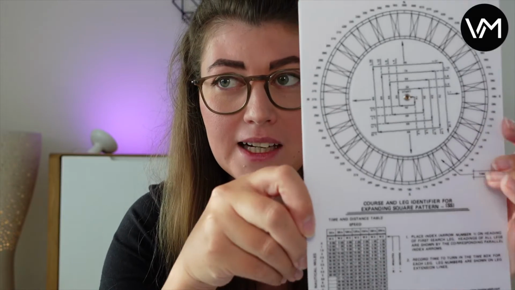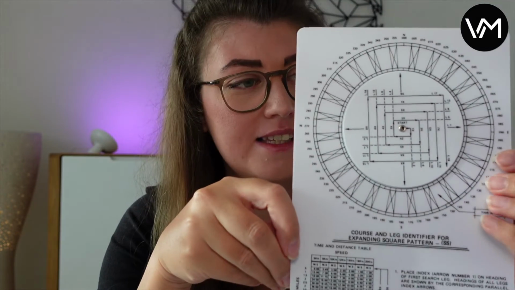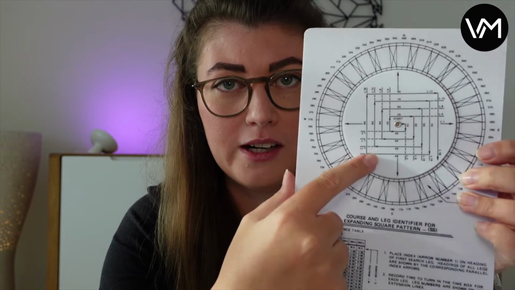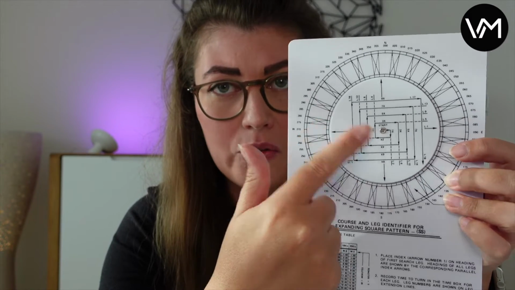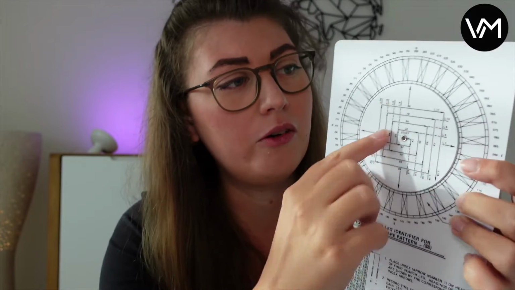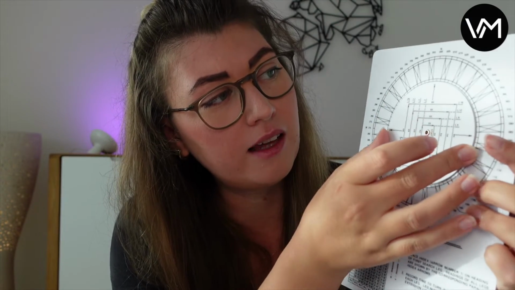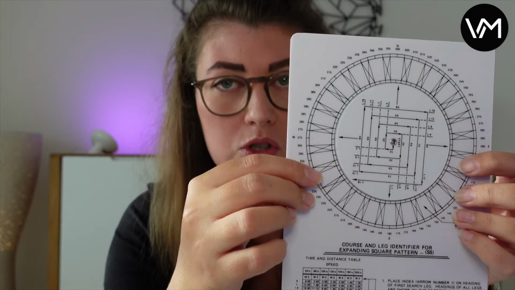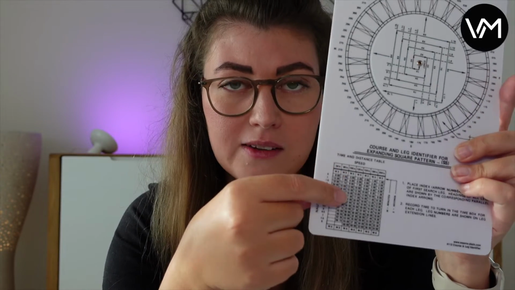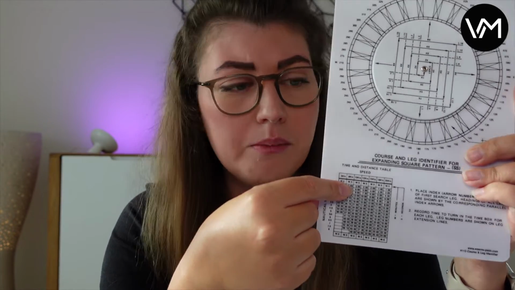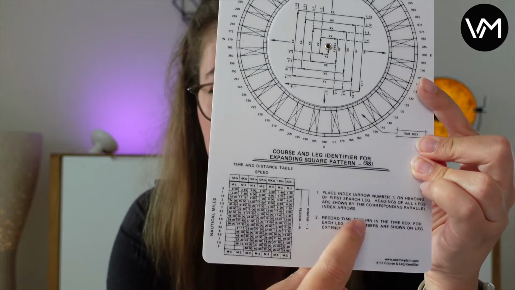The other side basically looks the same, it's just a different search pattern. So you have an expanding square search here. You also have these arrows pointing all the way around. You can turn these and adjust them to the course which you're coming from. And again, you have your speed and time table, your distance and time table, and some instructions right here.